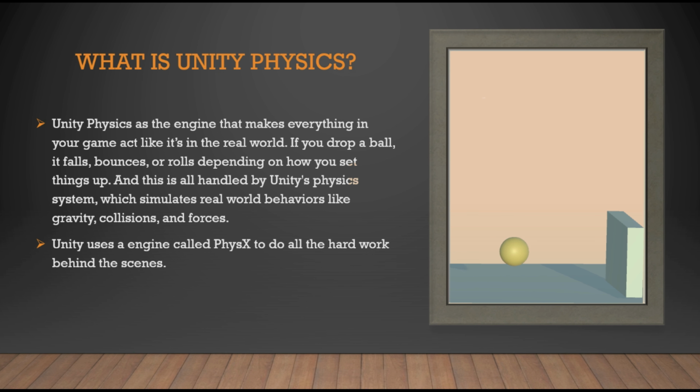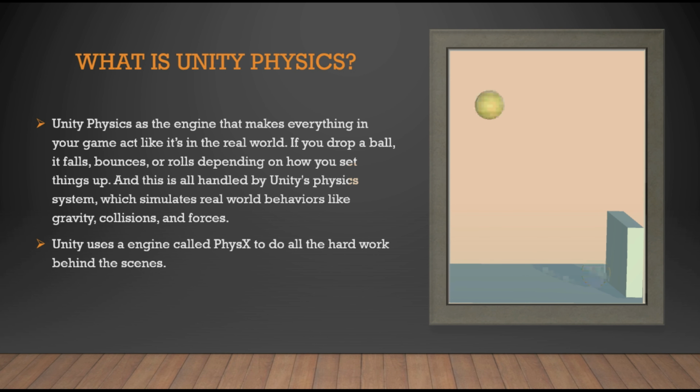First, let's talk about Unity physics. Now, you might be wondering, how do games make objects fall, bounce, or react when they hit something? Well, that's where Unity physics comes in. Think of Unity physics as the engine that makes everything in your game act like it's in the real world. If you drop a ball, it falls, bounces, or rolls, depending on how you set things up. And this is all handled by Unity's physics system, which simulates real-world behaviors like gravity, collisions, and forces. And also, Unity uses a super cool engine called PhysX to do all the hard work behind the scenes. It's a real-time physics engine that calculates how things move, bounce, slide, and react to different forces.